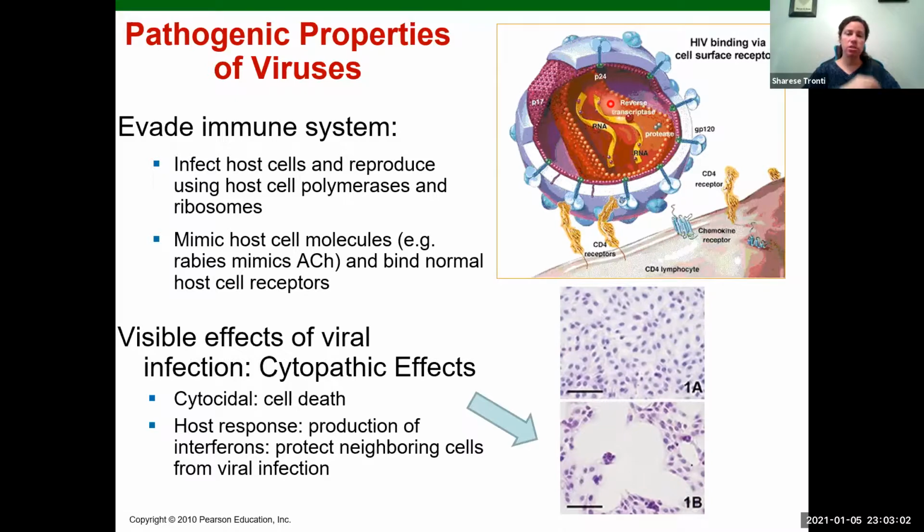And so viruses have evolved to try to mimic and be the most like the host cell. So they're going to use the host cell enzymes. They're going to use the host cell ribosomes. They're going to bind to normal host cell receptors and just use all the host cell machinery.